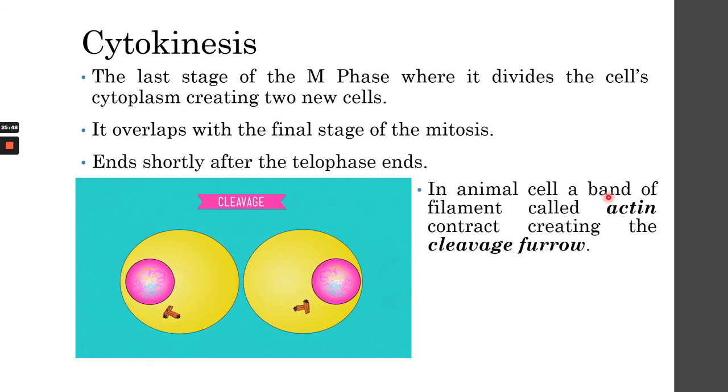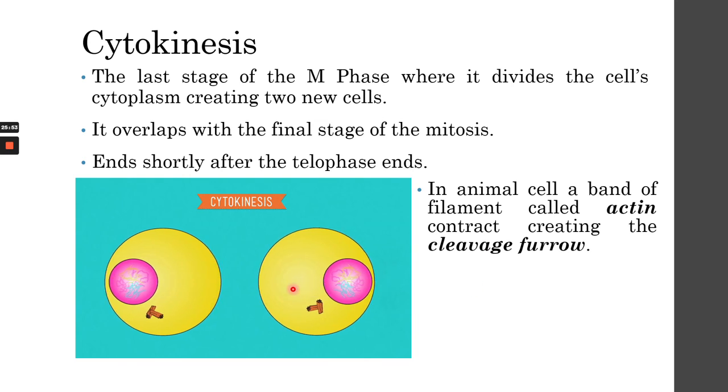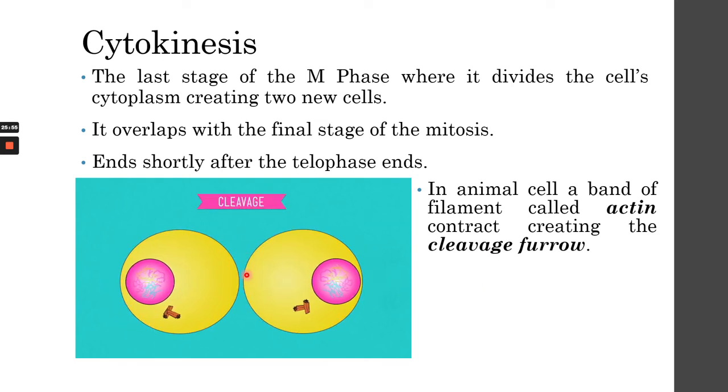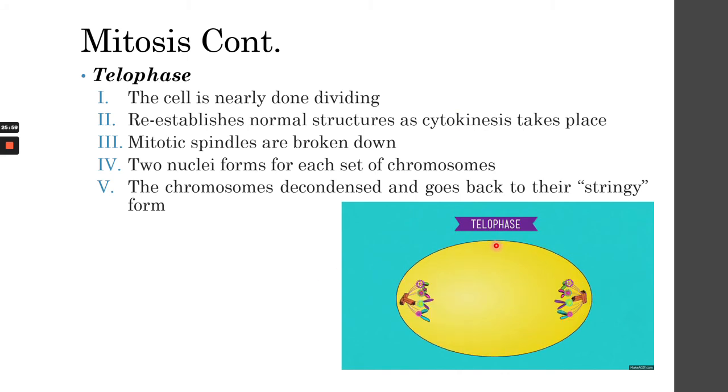In animal cells, a band of filaments called actin contracts, creating a cleavage furrow. So you can see here, there is a cleavage. So if we go back here, makikita niyo ba yon? I hope I can post this. I'm not sure if I can. Yeah, I can post it. But yeah, kung makita niyo, parang may cleavage na yon.